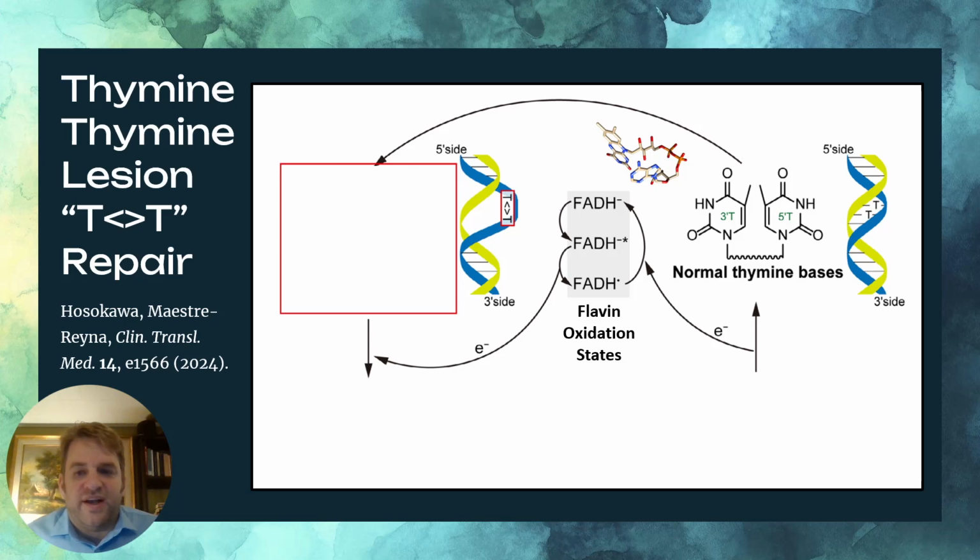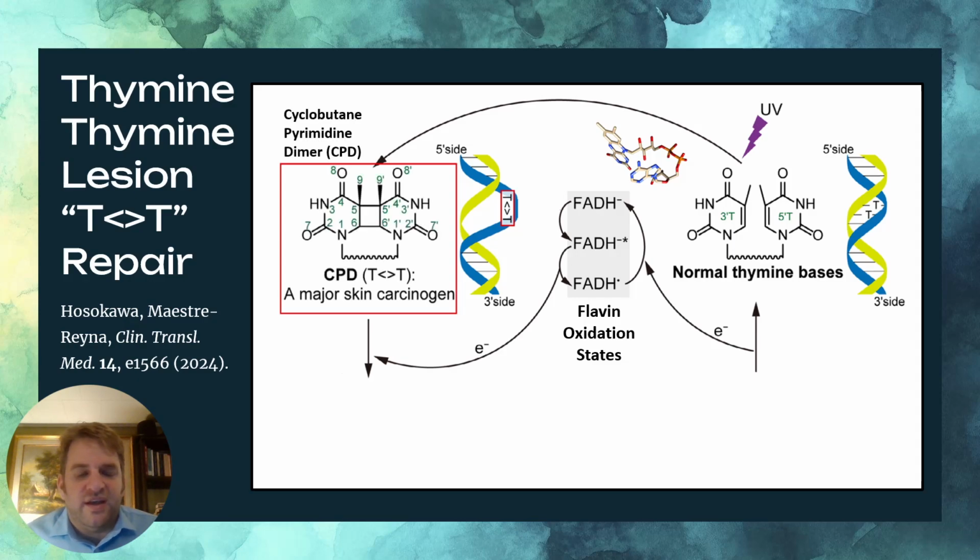So if we want to look at that process in a little more detail, we can consider, for example, a thymine-thymine lesion. That is a pair of thymine genetic bases. If you look at the far right side of this diagram, you can see the DNA double helix with a pair of T bases. And normal thymine bases are shown on the right-hand side of the diagram. But if a UV photon comes in, shown as a little lightning bolt, then damage can occur in the form of a cyclobutene pyrimidine dimer.